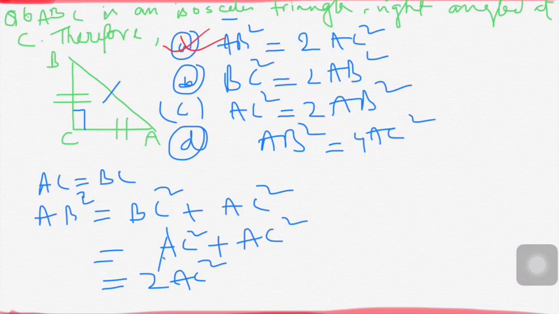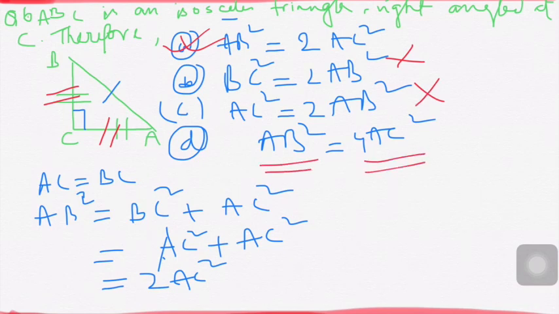BC square equals 2AB square. So BC is greater than AB, which is not at all possible. AC square equals 2AB square. Again AC is greater than AB, which is not at all possible. AB square equals 4AC square. So it might be one of the answers. So either this or this, these two might be the answer.